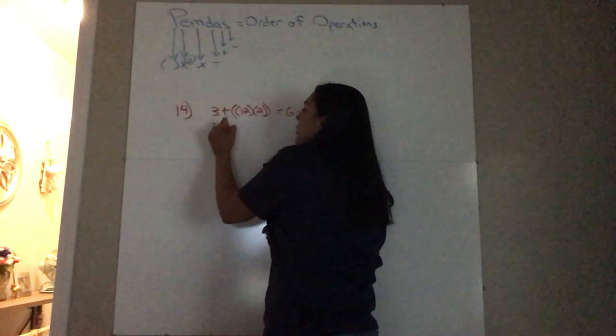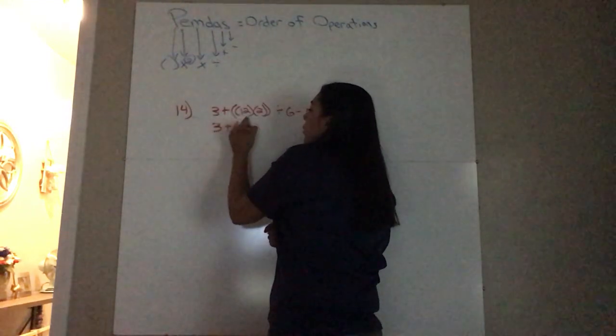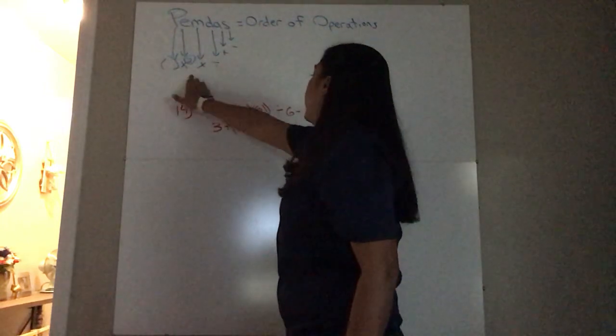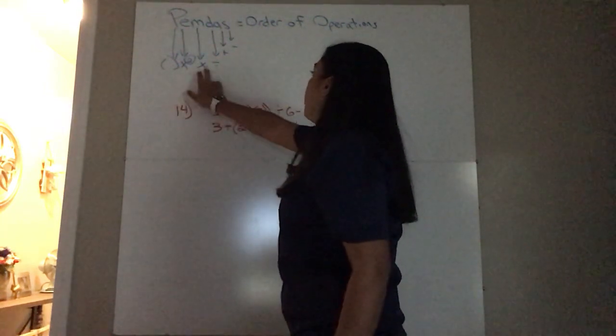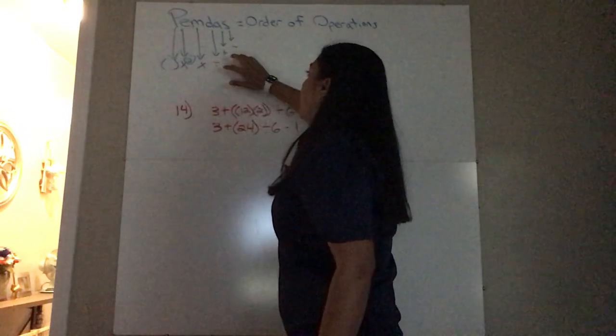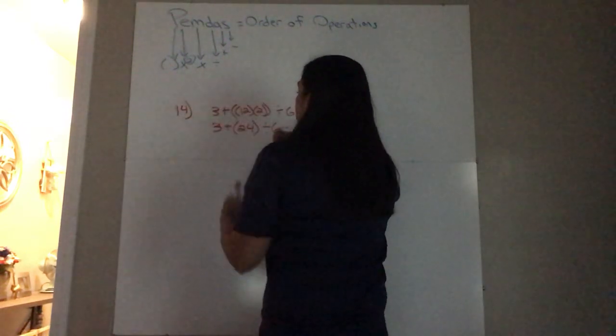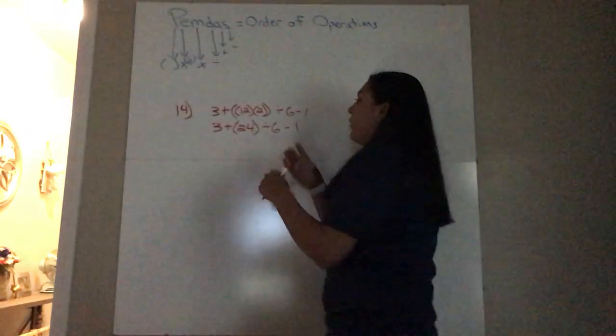So 12 times 2 is going to give us 24 divided by 6 minus 1. Okay, do we have any exponents? No. Do we need to multiply? No. Do we need to divide? Yes. Okay, so the division symbol goes in the middle of whatever needs divided.